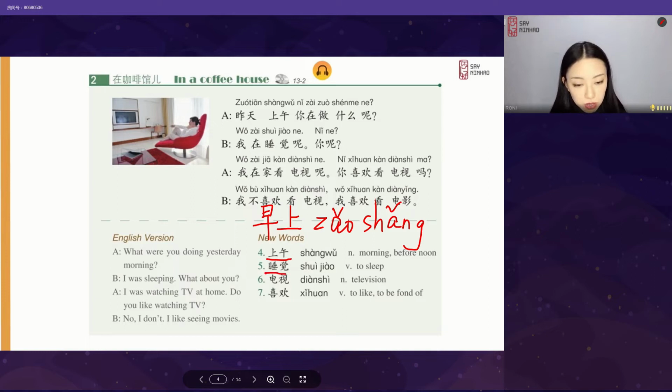Now let's move on to the next word, which is 睡觉. This means to sleep. 睡觉, 睡为睡, 觉要叫. Read after me, please. 睡觉. So when I want to say sleep at home, how to say that? Sleep at home. It is 在家睡觉. At a place, do something.